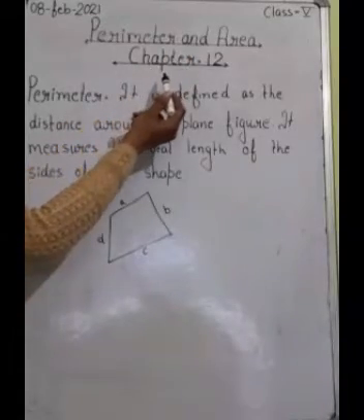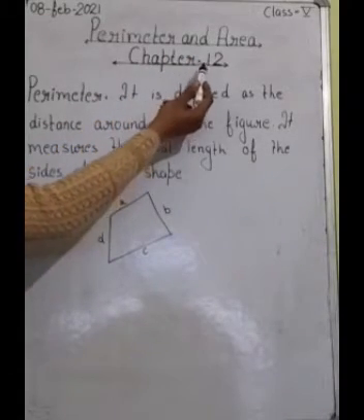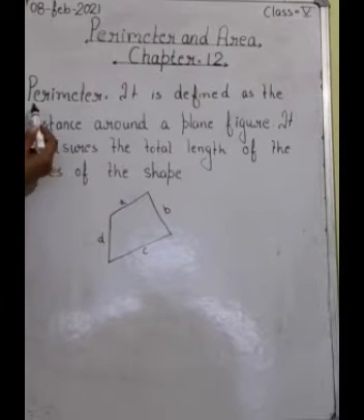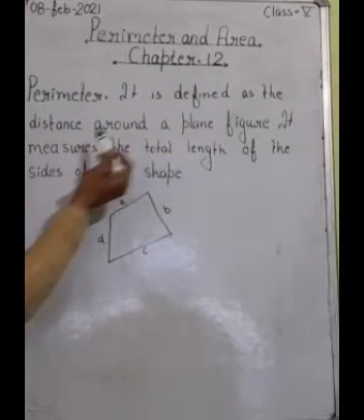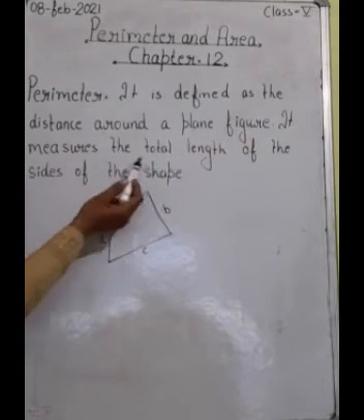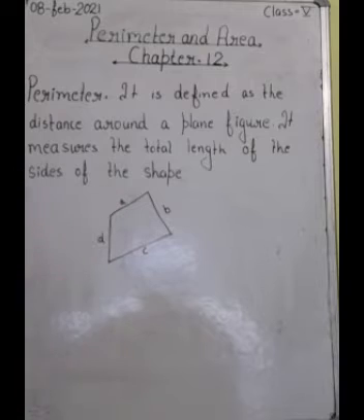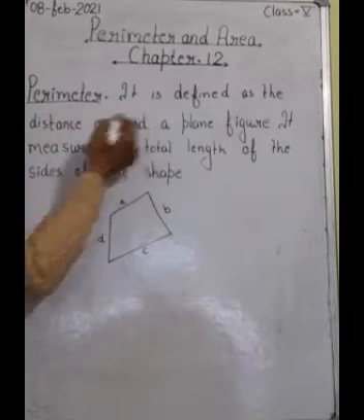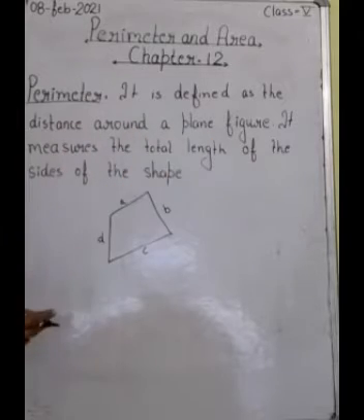Class 5th, we are starting a new chapter, chapter number 12, perimeter and area. Now what is a perimeter? It is defined as the distance around the plane figure. It measures the total length of the sides of the shapes. So what is perimeter? Perimeter is defined as the distance around a plane figure.